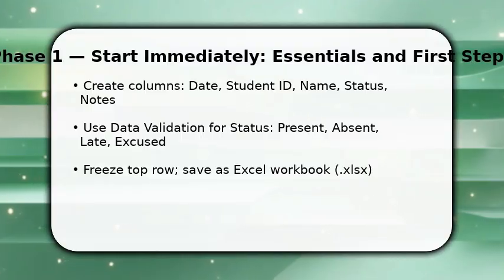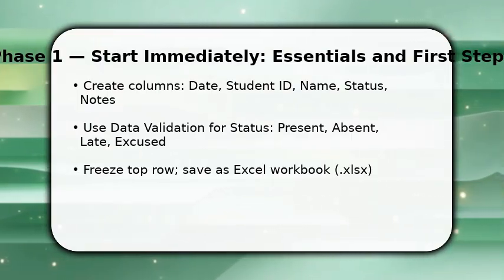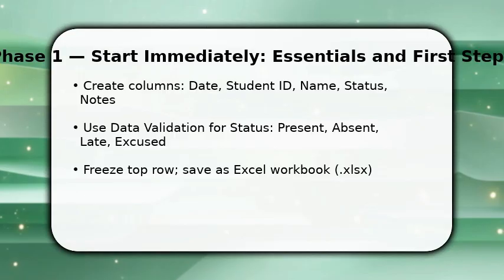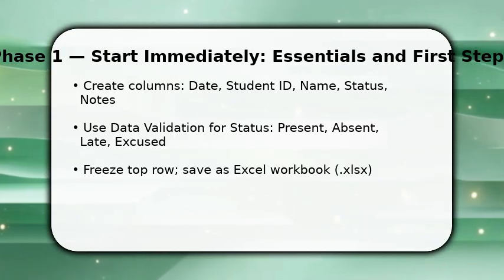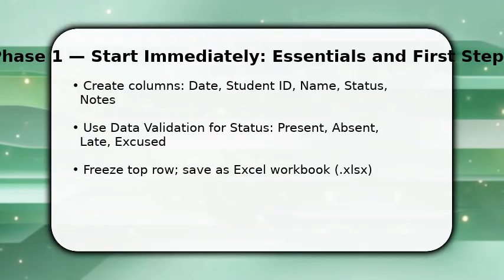You start by importing or typing your roster into Excel. This saves time later. Create columns for date, student ID, name, status, and notes so each record is consistent. Use data validation on status to force values like present, absent, late, excused. This prevents typos. Once done, freeze the top row and format headers with bold and color to scan quickly.